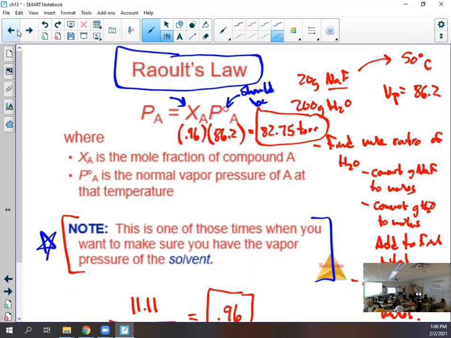What is P of A? P of A is right here. What are we finding? We're finding the new vapor pressure. So this would be the vapor pressure of the solution, after adding the solute, the salt. Yep, this is the new vapor pressure.